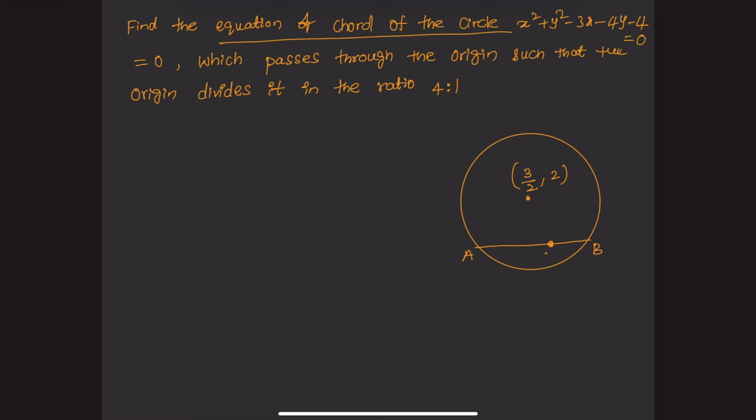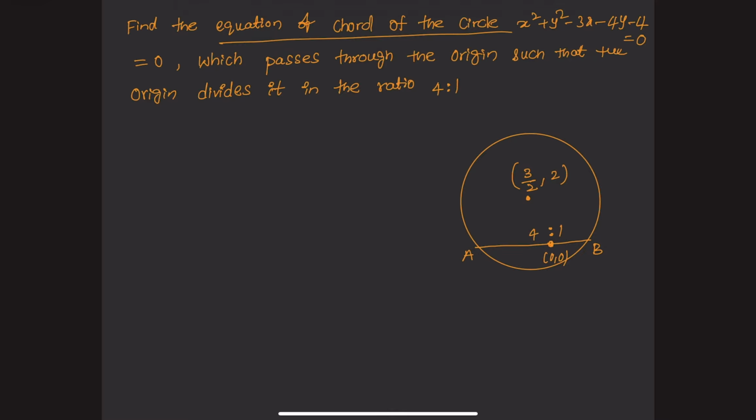So there is a point 0, 0 on this chord such that the origin divides it in the ratio 4:1. So this ratio is 4:1. So the ratio of this length to this length is 4:1. So this is the information given to us and we have to find the equation of this chord.